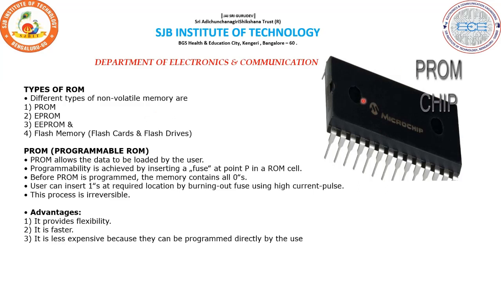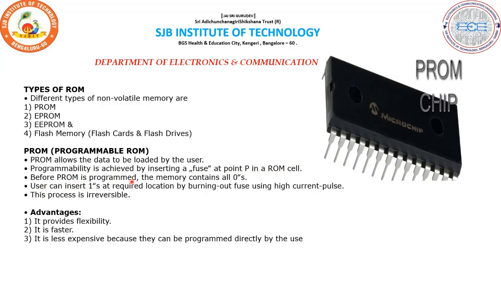So this is the figure which is depicting the PROM chip. The different types of ROM are PROM, EPROM, EEPROM and the flash memory. As I discussed earlier, PROM is the programmable ROM. PROM allows the data to be loaded by the user. Programmability is achieved by inserting a fuse at a point P in the ROM cell.